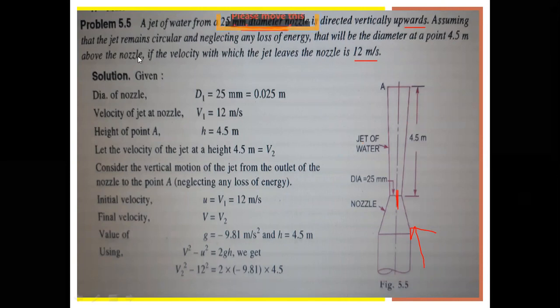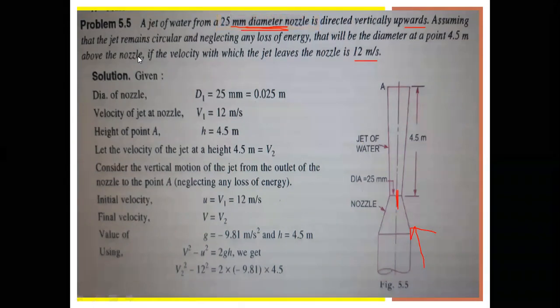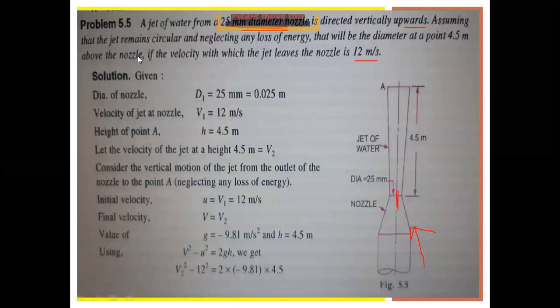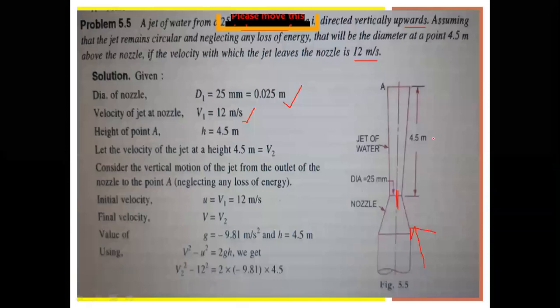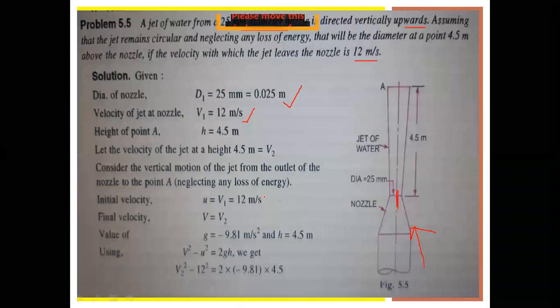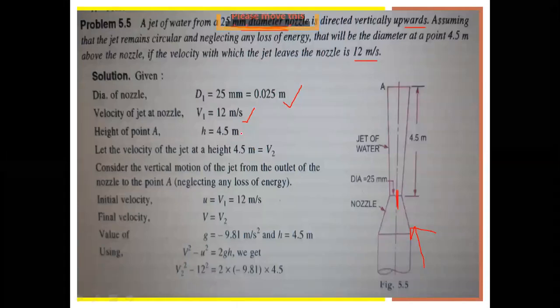Next, see the given data. The diameter of the nozzle D1 is equal to 0.025. The velocity of the jet at the nozzle is V1, which is already given. Next, the height at point A, the distance from the nozzle to point A, is 4.5 meters. Let the velocity of the jet at that height be V2.